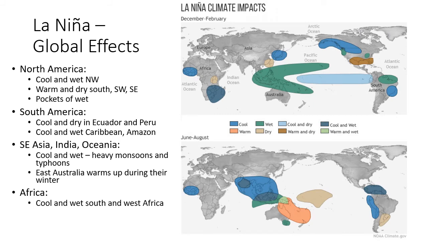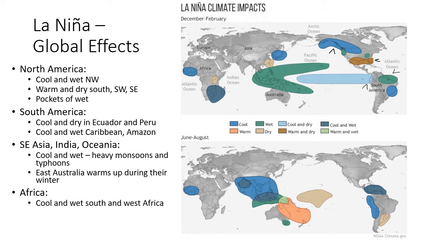In North America, for La Nina, what you're going to have is cool and wet northwest. So you see that right there. Warm and dry southern United States, both the southwest and the southeast, and then some pockets of wet here and there. In South America, it's going to be cool and dry on the western side, but it's going to be cool and wet in the Caribbean side. Okay. In Southeast Asia, India, Oceania, you're going to have lots and lots of rain. So you're going to have your seasonal monsoons, you're going to have typhoons, and they're going to end up with wetter than usual seasons.